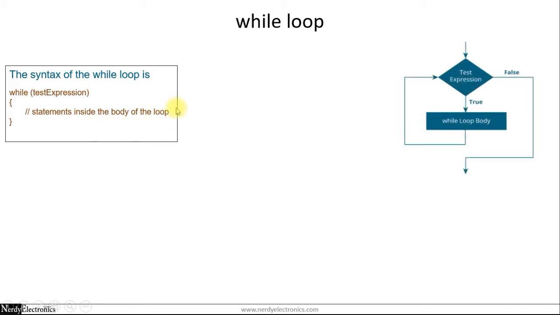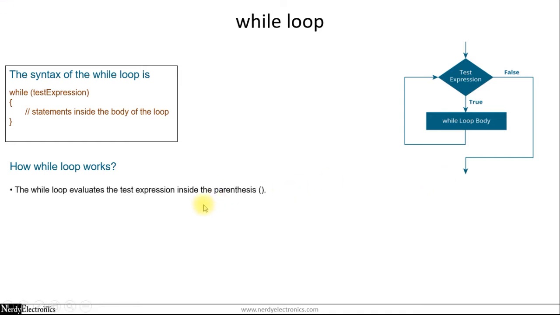Let's see the flowchart for this. We have a test expression. If the test expression is true, we execute the while loop body, which are these statements written here. After the execution of the while loop statements, it goes back to check whether the expression is true or false. If it is true, it executes the statements again. If false, it exits.